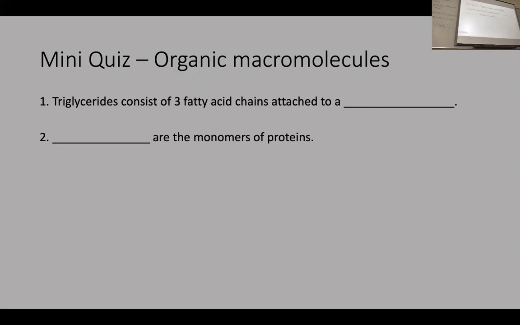What are the monomers of proteins? Can't hear now, so we'll have to speak up. Amino acid, I think I heard. Amino acids, the monomers of proteins. You want to know the monomers of carbohydrates and nucleic acids as well, so keep those in mind.